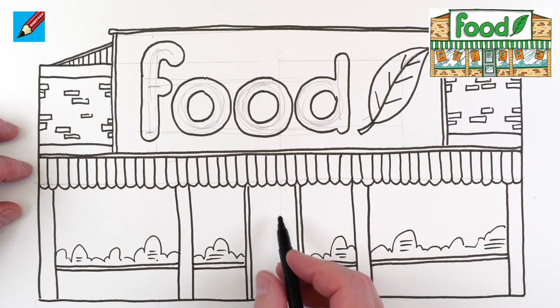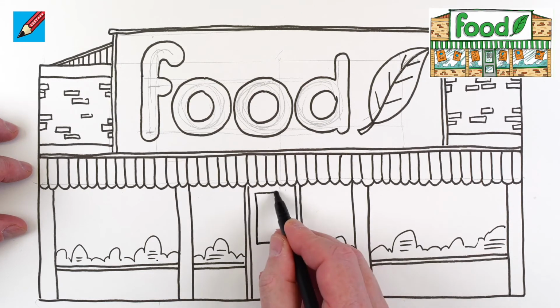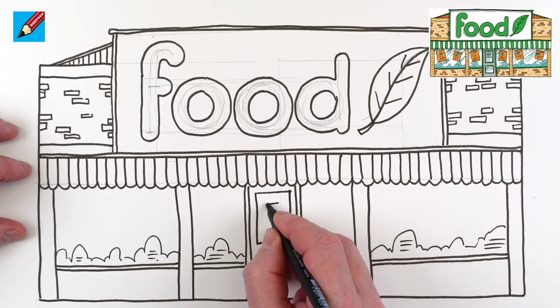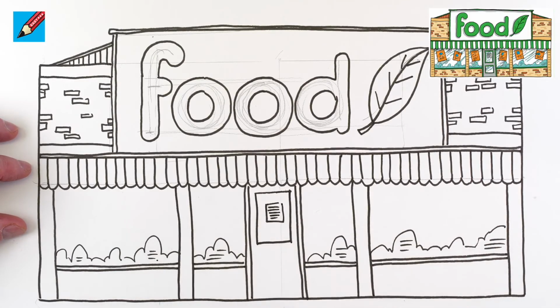And let's just draw the door here. So we're going to draw a window in the door like that. That's going to have a sign in it, which is going to tell you all the days of the week and the times it's open. And then that's going to want another one down below, like that.